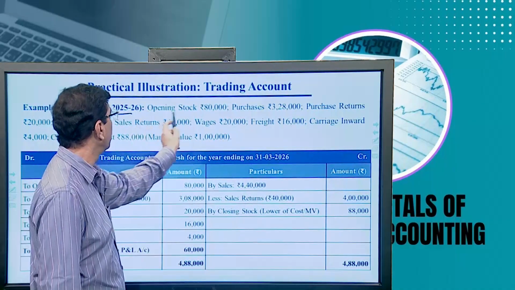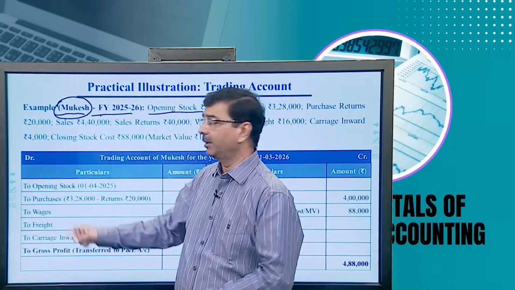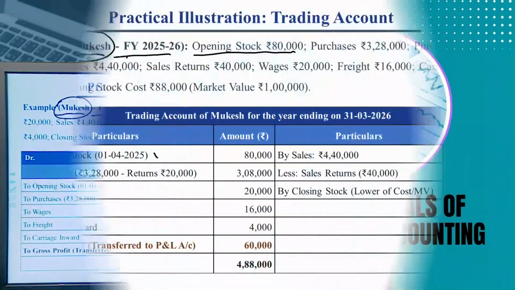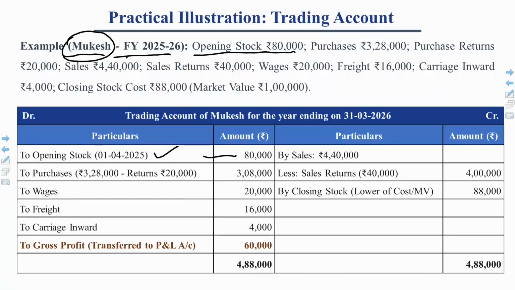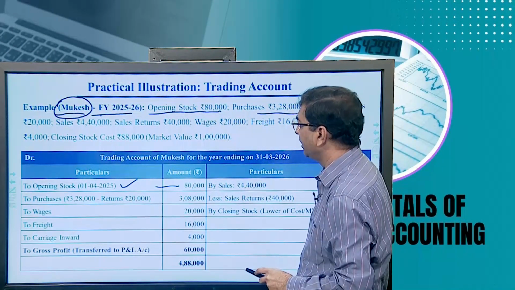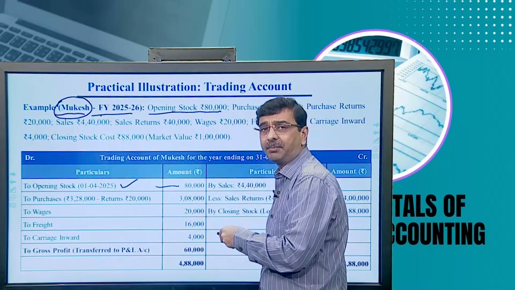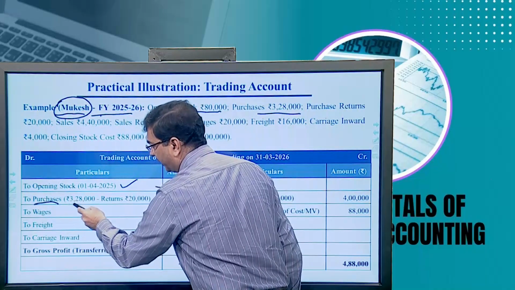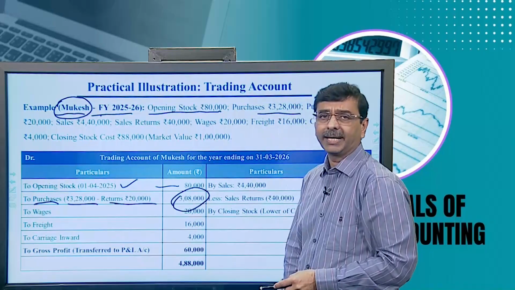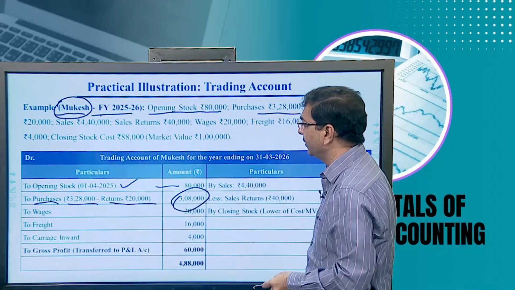Start with the first item, opening stock 80,000. Opening stock is always shown on the debit side of the trading account: To opening stock, 1/4/2025, 80,000. The next item is purchases. Purchases are 3,28,000 and purchase return is 20,000. So we have to record net purchases in the outer column: purchases 3,28,000 minus return 20,000, outer column is 3,08,000.